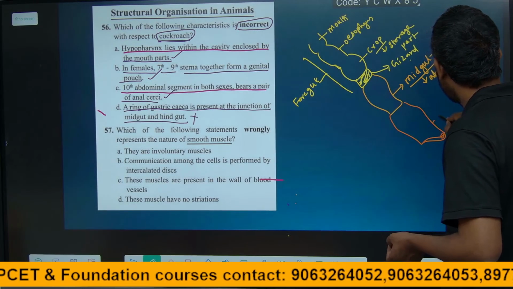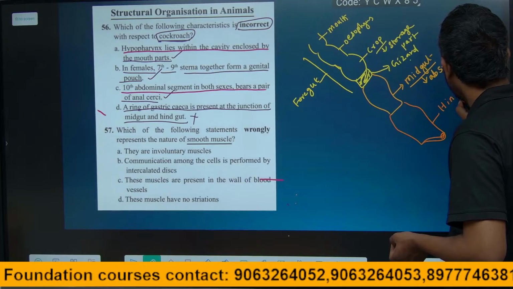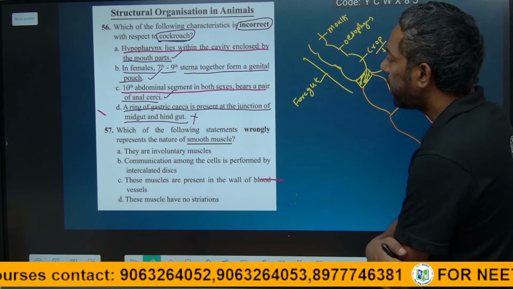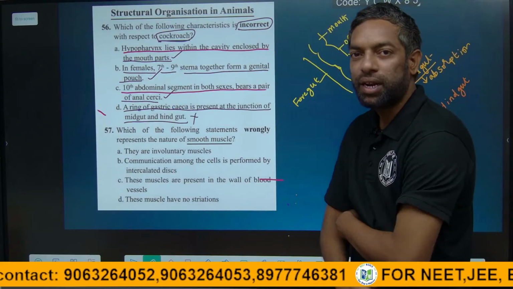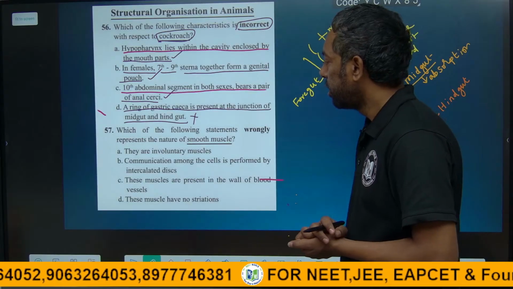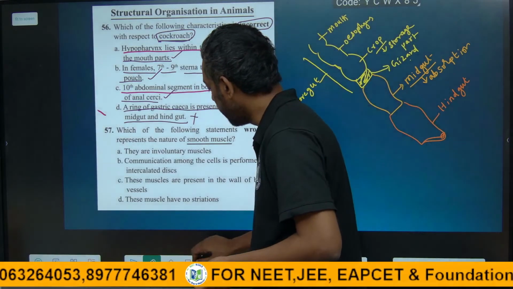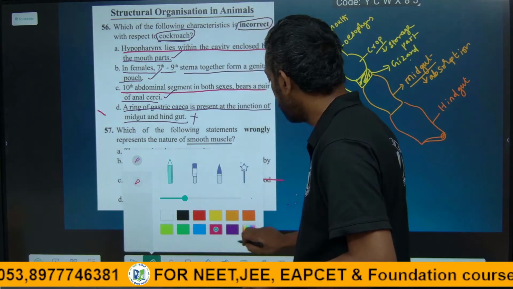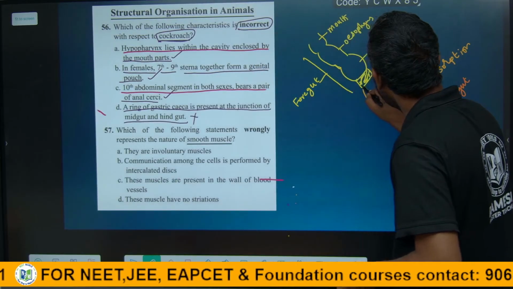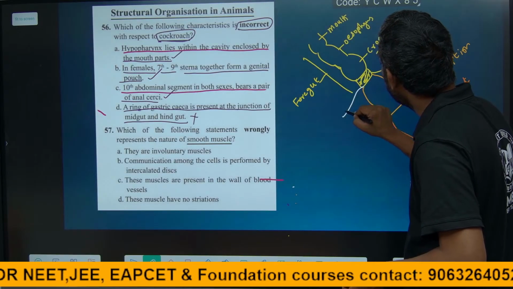Rectum, anus, hindgut. So here are the hepatic caeca. Hepatic caeca are like a liver, guys. They release some secretions. Where are the caeca located? Here. Hepatic caeca are located between the foregut and midgut.